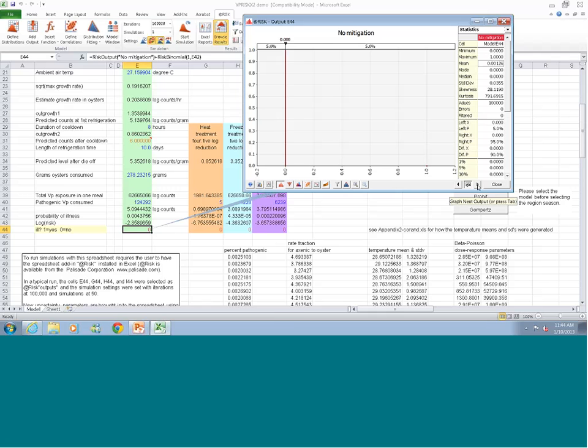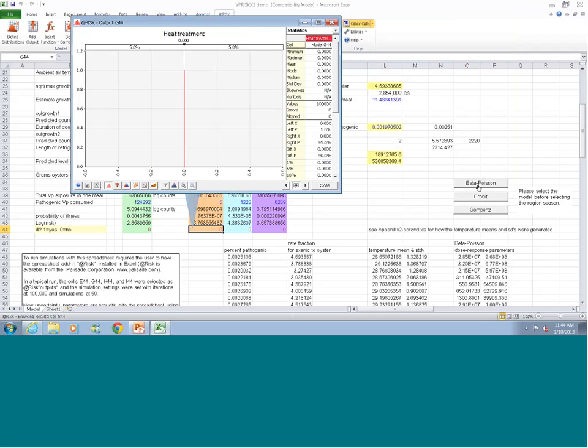But notice, @Risk lets me check now what would the results be if we had a heat treatment. And here, take a look, and it says the minimum and the maximum were 0. That's telling me if you cook the oysters, we can eliminate this problem. So that's good to know for a risk manager, but you're going to make a lot of people upset because people enjoy their raw oysters.